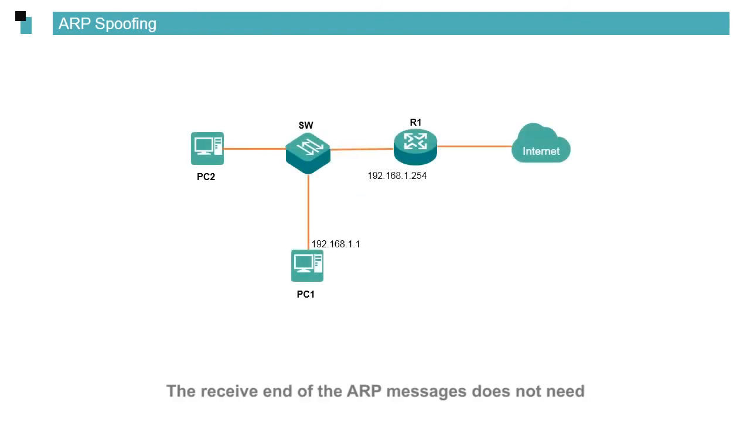The receive end of the ARP messages does not need to send an acknowledgement message to the transmit end. PC1's gateway is 192.168.1.254.